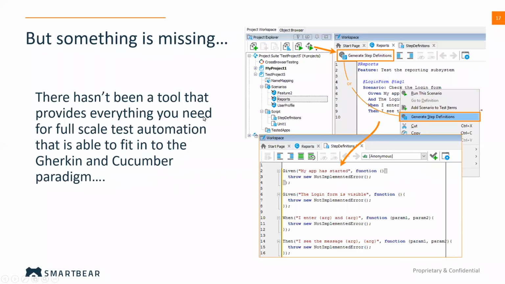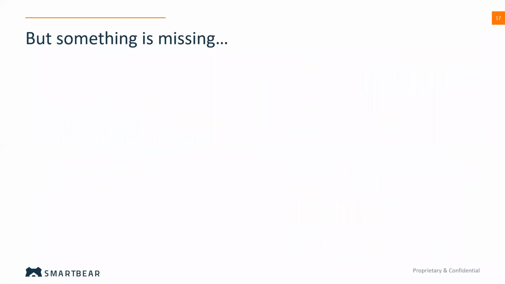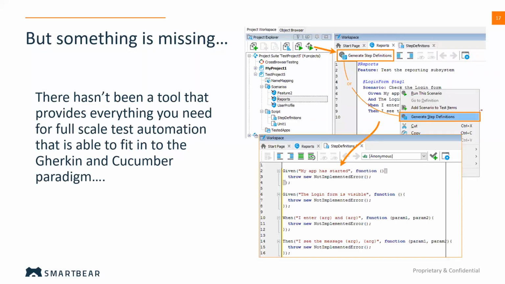So we spoke about two aspects. We spoke about Gherkin and we spoke about Cucumber, right? But then at the end of the day, you still have to write your automation code. You need a tool that provides you everything out of the box for full-scale test automation that fits into the Gherkin and Cucumber paradigm. So if you see the image there, on the top right, you have a Gherkin format with your feature file, your scenarios, your given when then statements, and you can generate step definitions out there via Cucumber. So you have these empty test definitions created here.